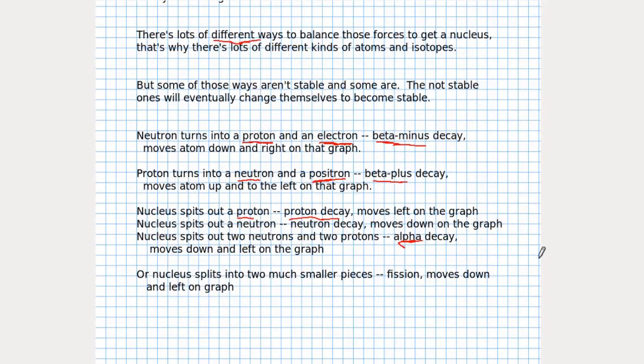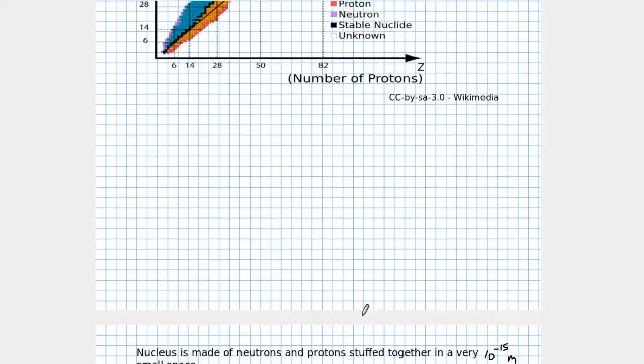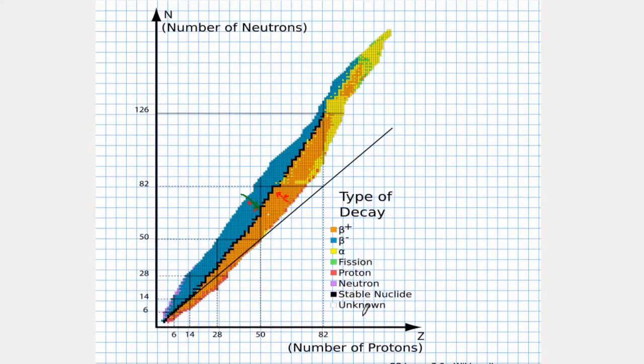All right, and then one last thing that can happen, which is really important when we're talking about nuclear energy, is that the nucleus can just split itself into 2 much smaller pieces. That's called fission, and that is the basis of nuclear reactors that are in use today in power generation. And that also causes you to move down and to the left on the graph because you've just reduced the number of both of them. That is a less common form of radiation. It's these really light green ones up here. And those are the ones that you've heard of as being involved in nuclear energy and bombs like plutonium and uranium and stuff like that.